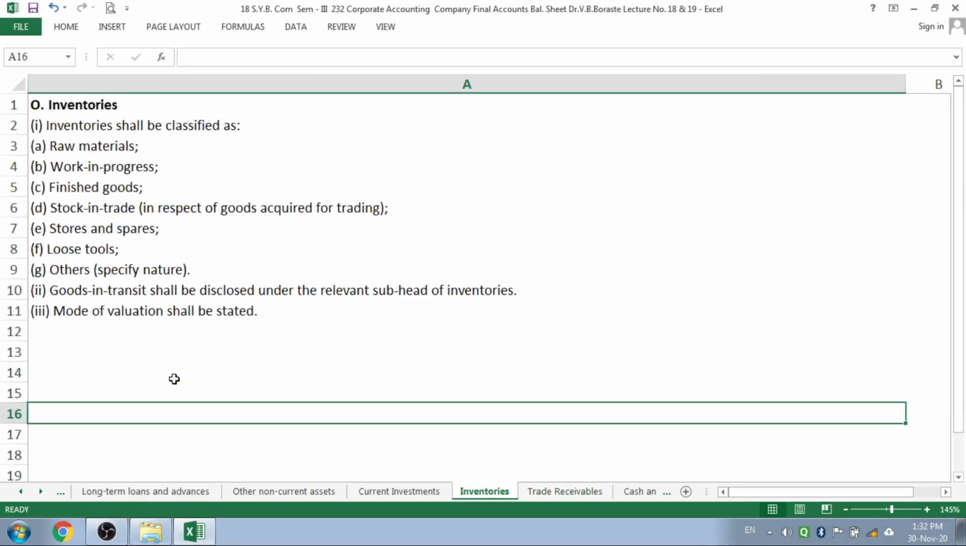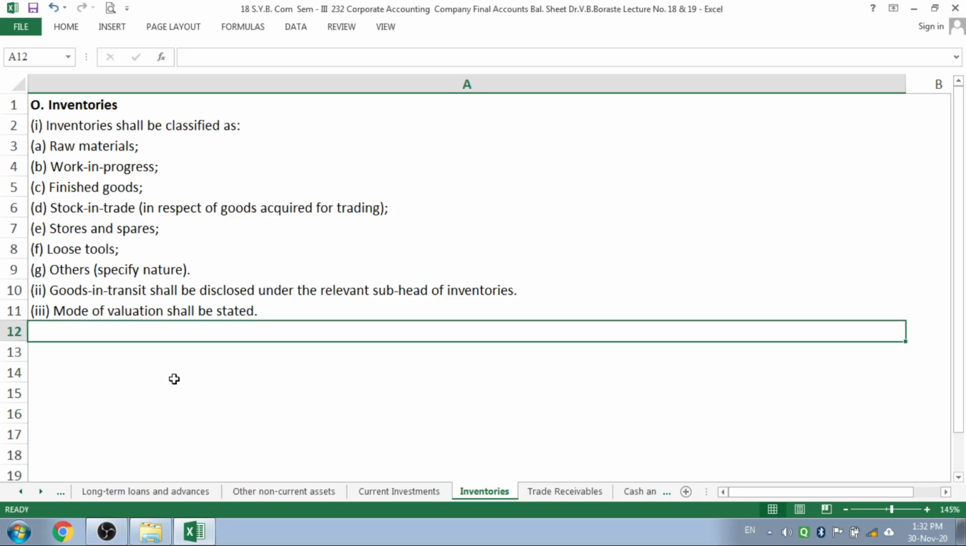Then inventories. Under the head inventories, it comprises raw material, work in progress, finished goods, stock in trade, stores and spares, loose tools, other goods in transit. Mode of valuation shall be stated.